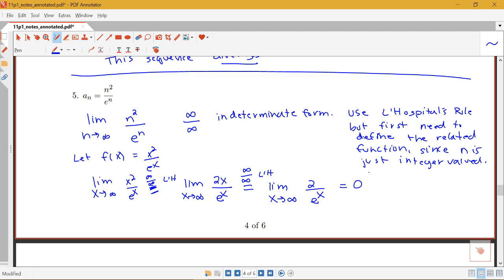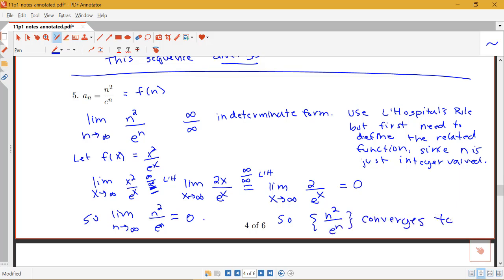Remember, our original definition of sequence convergence said that if the limit of the function went to 0 and our sequence was just equal to our function at the integer values, then the limit as n goes to infinity of n squared over e to the n will be equal to the same thing. So we know that this is now 0. So our sequence of n squared over e to the n converges to 0. This gives you an idea of how we're going to apply sequence convergence in various examples. Please let me know if you have any questions.